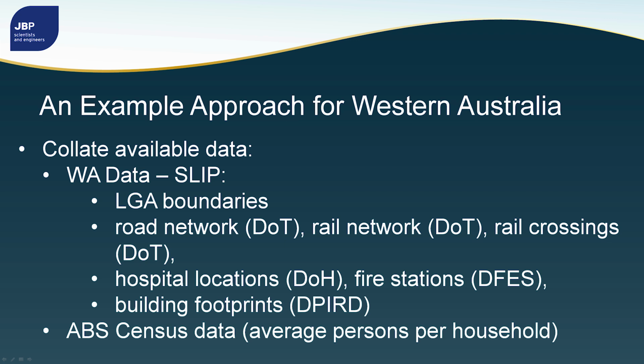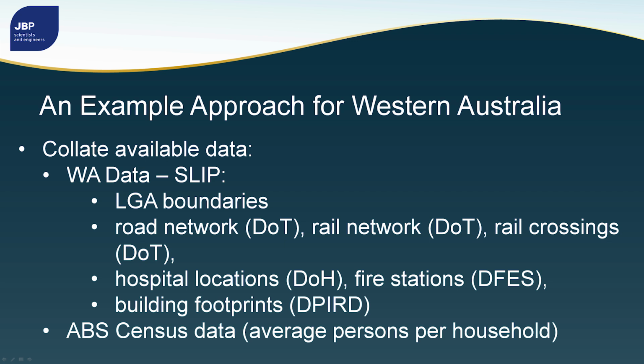So what I'm going to do is just go through a quick example approach for Western Australia. This is just using what we find the best data here. Again, if you've got any questions in terms of other states or around the world, happy to chat to you afterwards. So in WA, the best available data is pretty much on the WA website in SLIP. You can get things like the LGA boundaries from the Department of Transport. They also provide road network, rail crossings. They're generally pretty up to date.